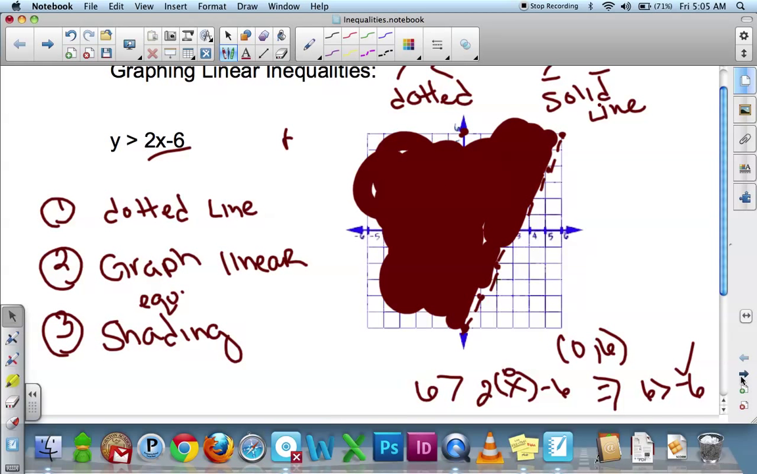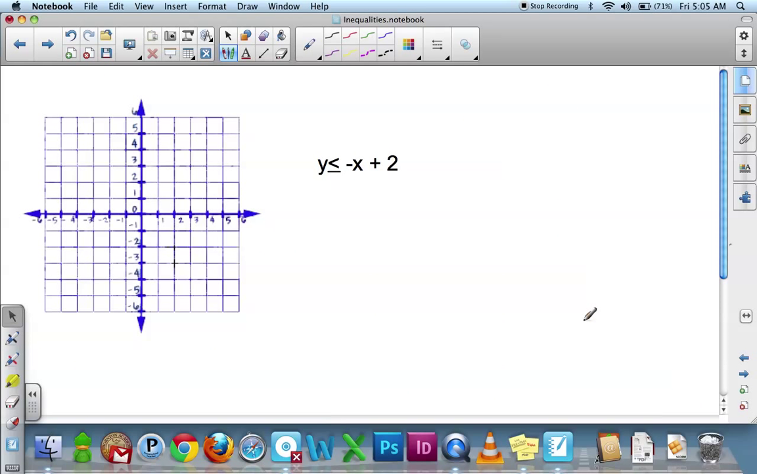Okay, so I've got one more example for you, and I'm going to say pause this slide, and then in a minute we'll come back and we'll look at this. Alright, you guys should have graphed this equation out for yourself. So in this case, you've got a solid line because it's less than or equal to. So that's what you should have done first, is determine whether you're doing solid or dotted. Now we're going to graph the line.